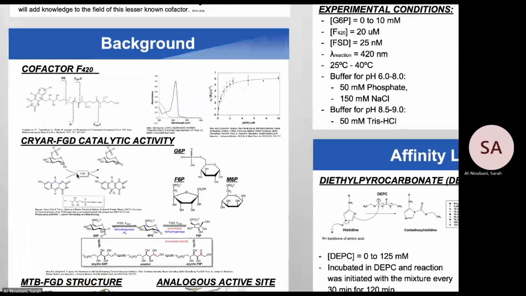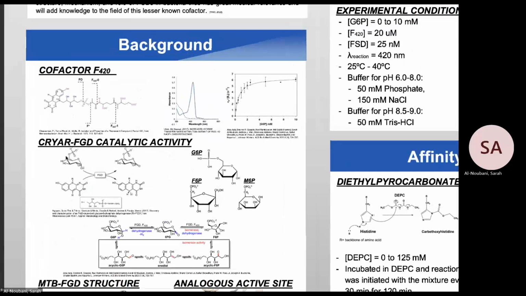F420-dependent glucose-6-phosphate dehydrogenases, also known as FGDs, catalyze the oxidation of glucose-6-phosphate using the cofactor F420 as a hydride acceptor, generating 6-phosphogluconolactone and the reduced cofactor F420H2 within the pentose phosphate pathway.